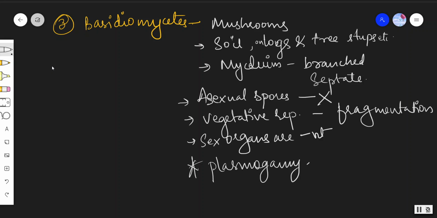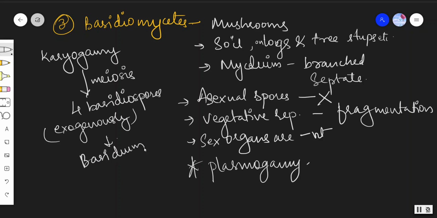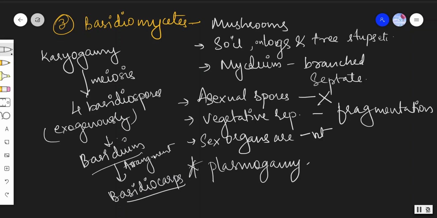So plasmogamy can be seen, and due to that there is a stage of karyogamy, which after meiosis produces four basidiospores. These are produced exogenously on the basidium, and the arrangement of these on different fruiting bodies is called basidiocarps. Okay, clear?